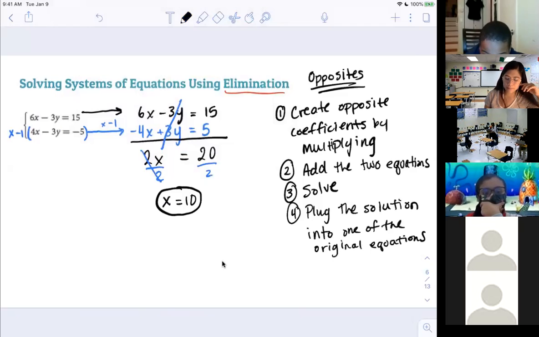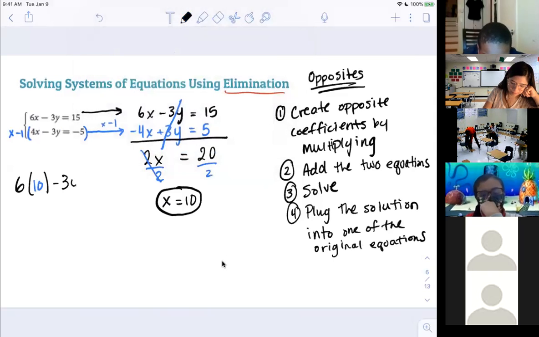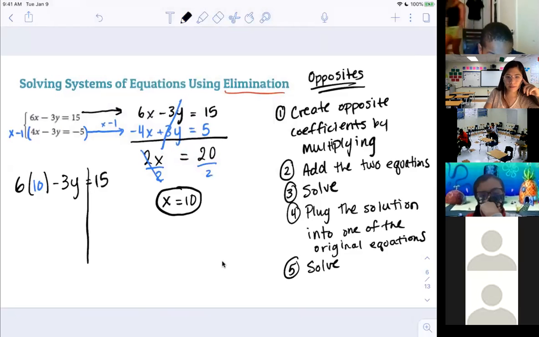Top. Top? Okay. So my top equation is 6x minus 3y, but I'm going to plug in a 10 for x. And finally, I can solve that equation and get something for y. So 6 times 10? 60.